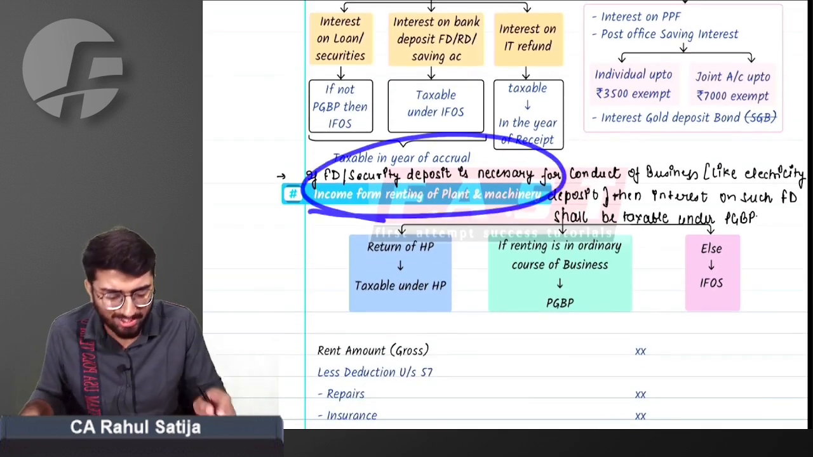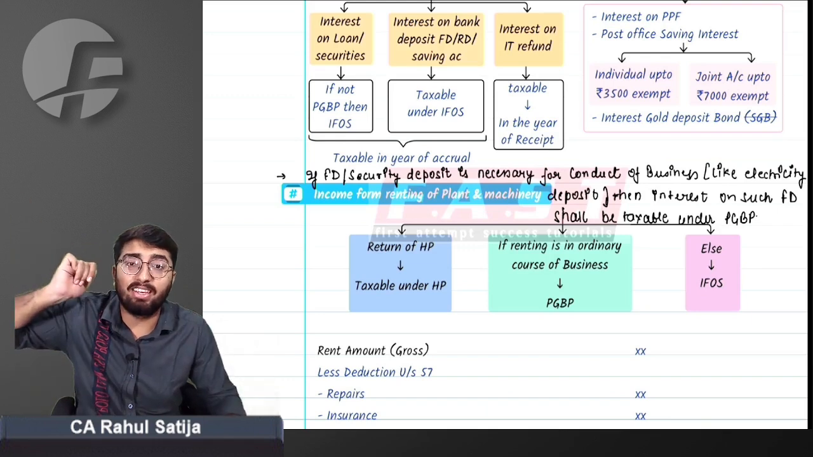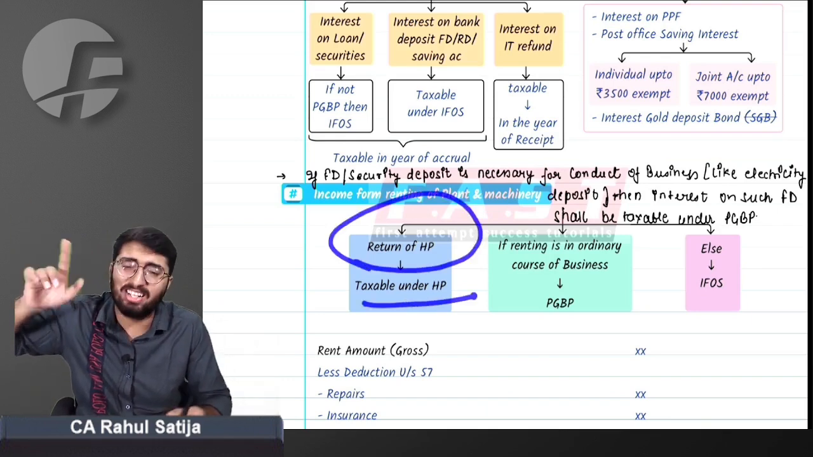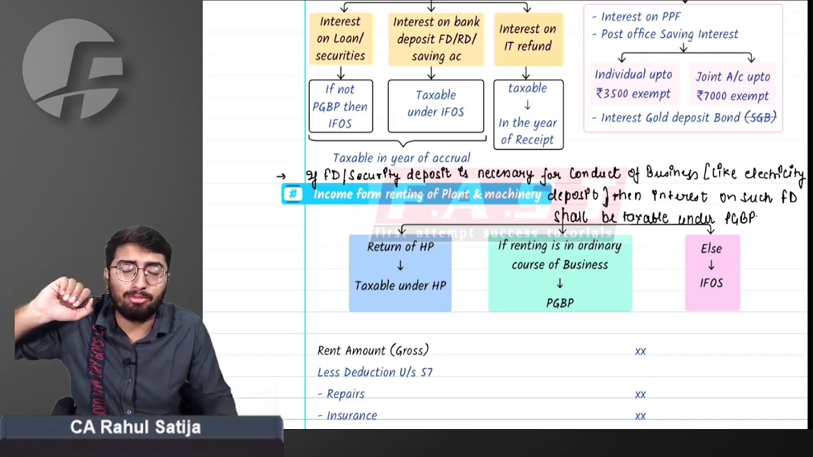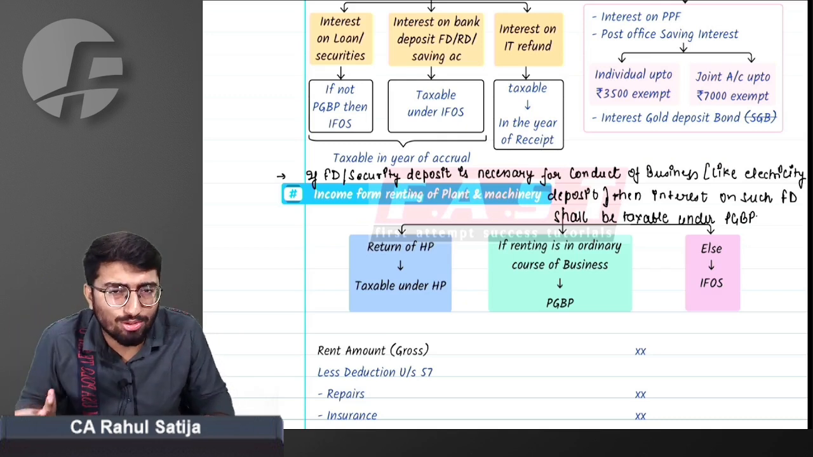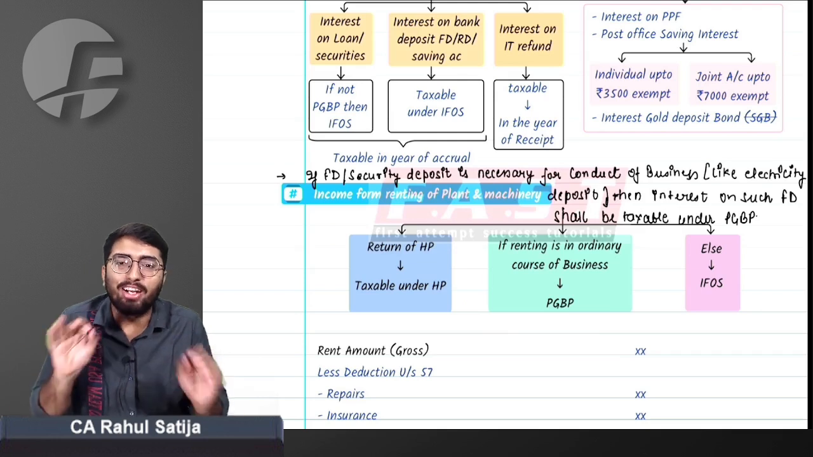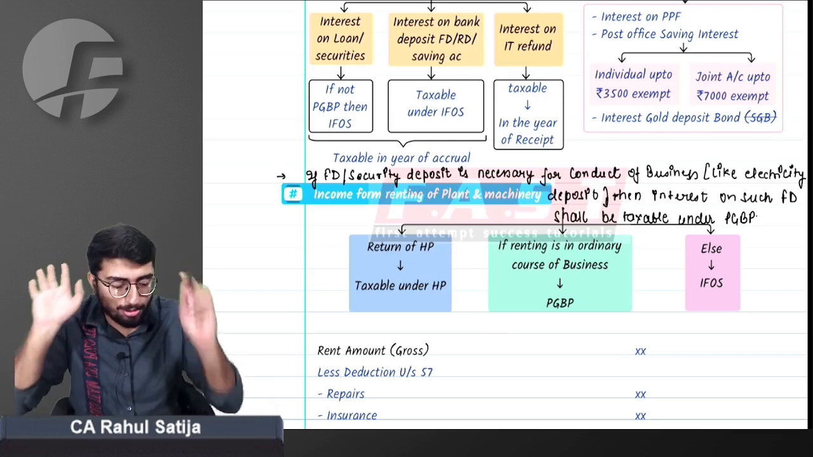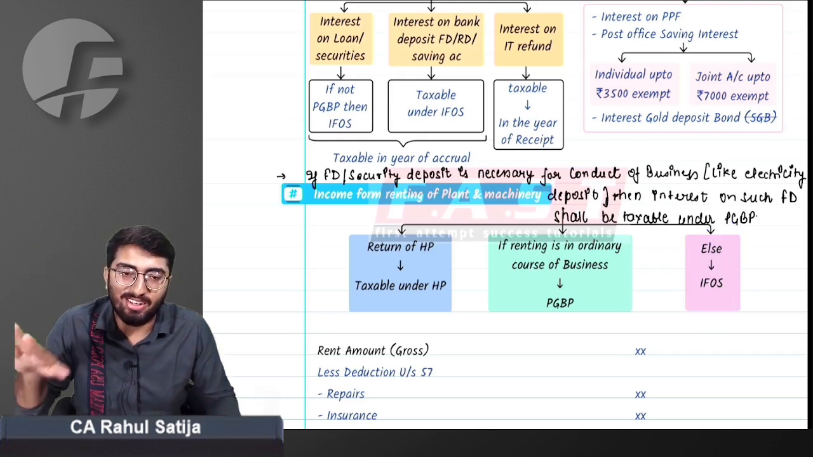Now, next important thing, income from renting of plant and machinery. Whenever we are receiving any income from renting of house property, it is taxable under house property. Whenever we are receiving any income from renting of plant and machinery in the ordinary course of business, then it will be taxable under the head PGPP. Or if it is not your business, if it is not house property, it will be taxable under the head other sources. Got this point or not?